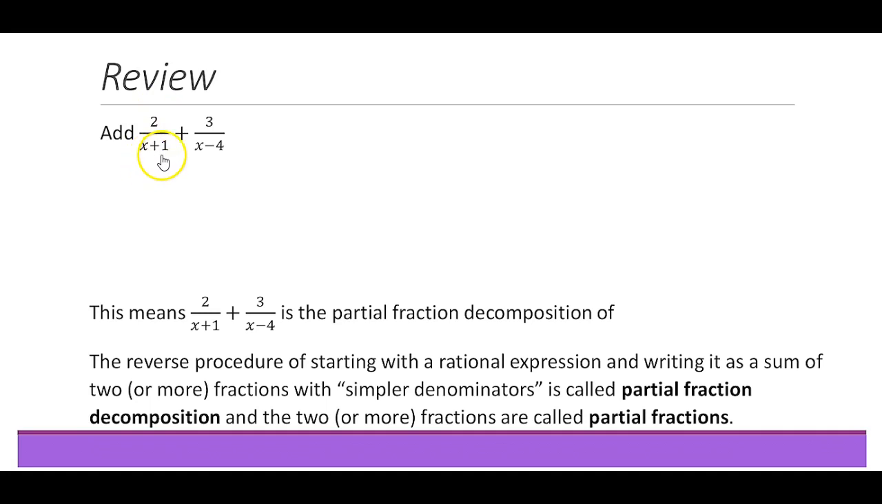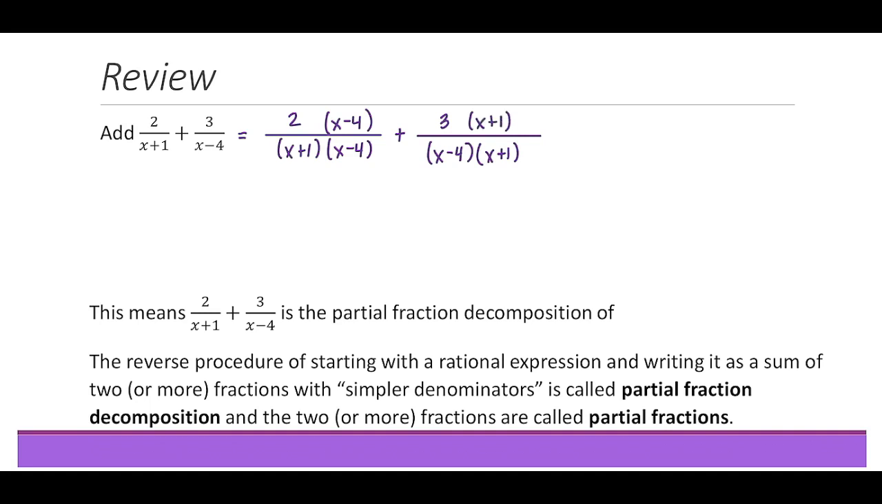So I have 2 over the quantity x plus 1 plus 3 over the quantity x minus 4. To proceed, we're going to need to find the common denominator, which is just the quantity x plus 1 times the quantity x minus 4. So our first fraction is going to be 2 over the quantity x plus 1, and if I multiply the bottom by the quantity x minus 4, I also have to multiply by that on the top. And then we have plus the right fraction, which was 3 over quantity x minus 4. We'll have to multiply the top and bottom by the quantity x plus 1.